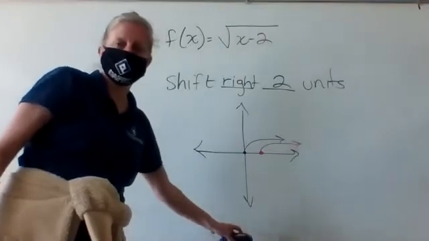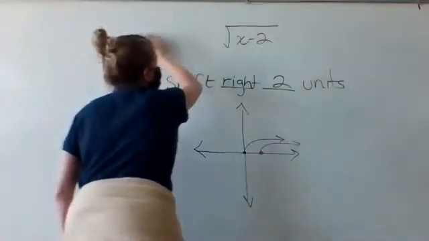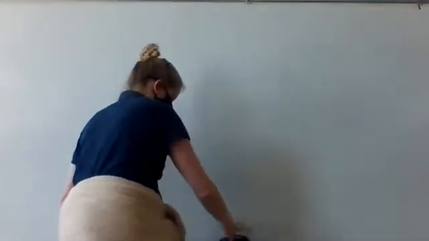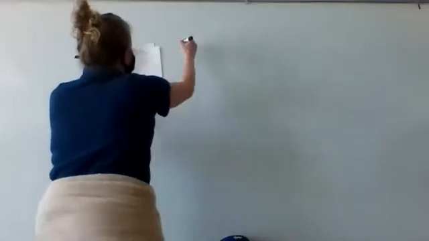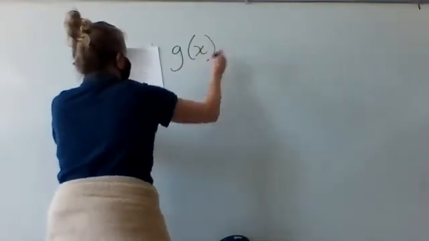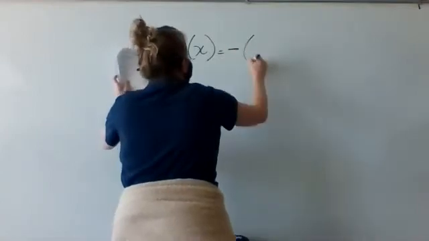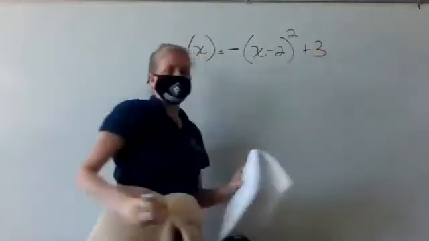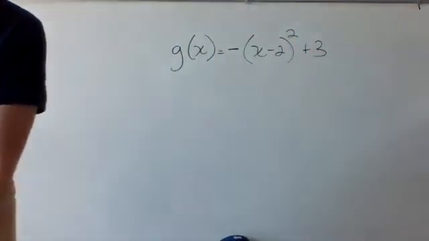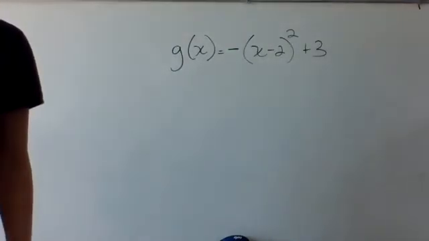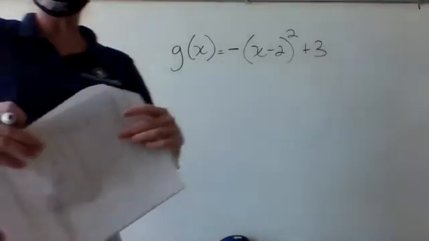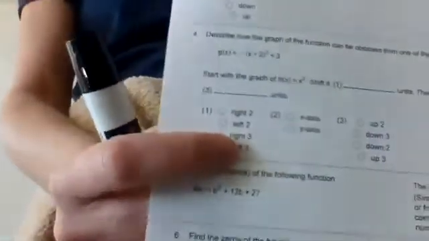All right, number 4. Another one, it looks like: describe how the graph of the function can be obtained from one of the basic graphs. So we're not going to have to graph this one. We're just going to have to tell what all this is doing. So a negative, open parentheses, x minus 2 squared plus 3. So it tells you you're going to start with the graph of x squared. You're going to shift it blank units. Now, it's going to give you a drop down. Here's what your options are.